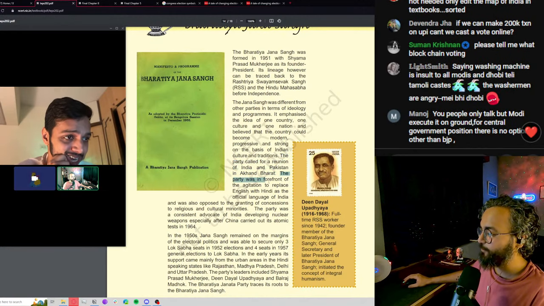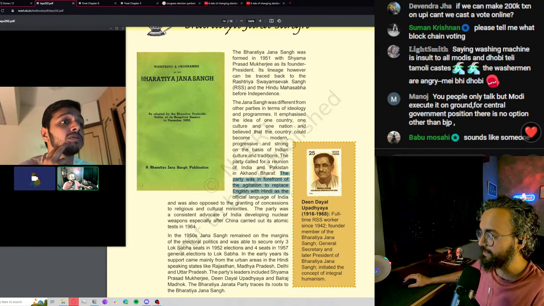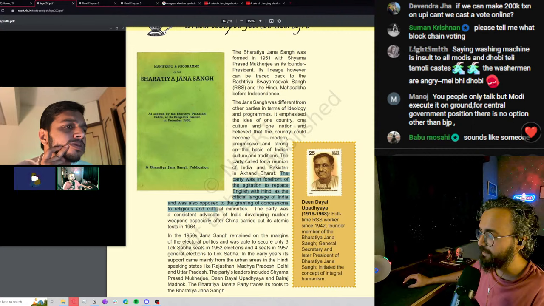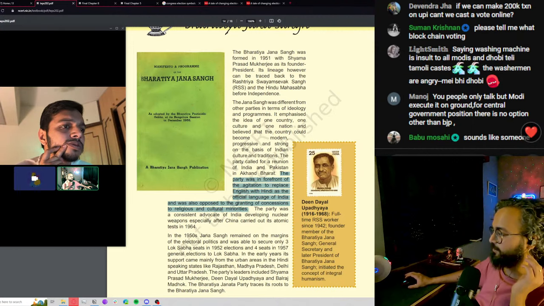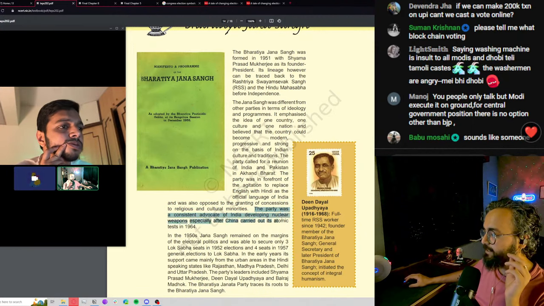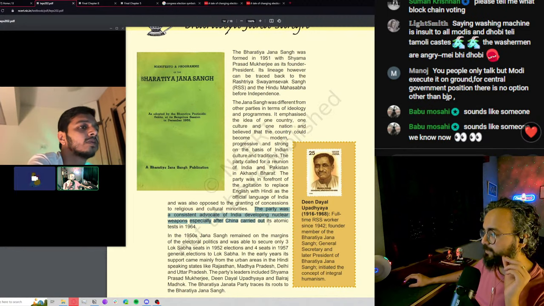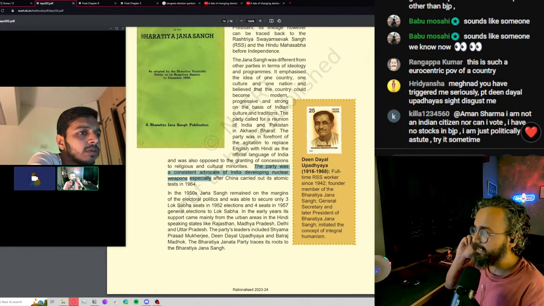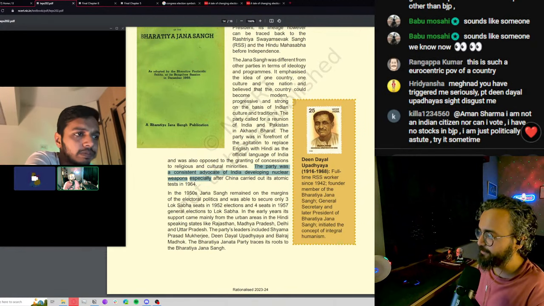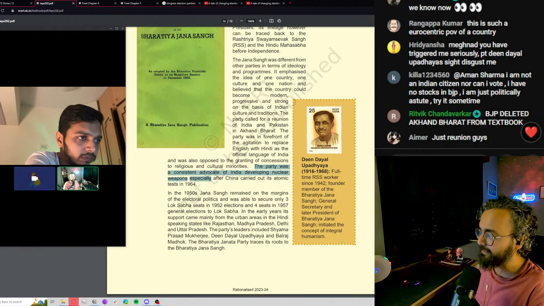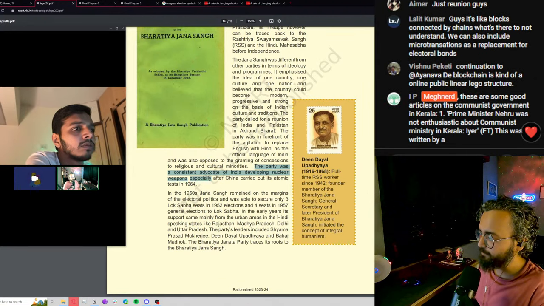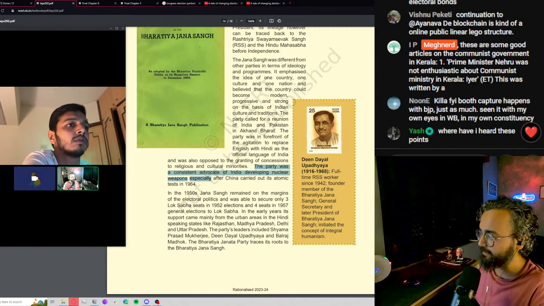The party was in the forefront of the agitation to replace English with Hindi as the official language of India and was also opposed to granting the concessions to religious and cultural minorities. Of course. The party was a consistent advocate of India developing nuclear weapons, especially after China carried out its atomic tests in 1964. In 1950s, Jan Sangh remained on the margins of the electoral politics and was able to secure only 3 Lok Sabha seats in 1952 elections and 4 in 1957. In the early years, its support came mainly from the urban areas in Hindi-speaking states like Rajasthan, Madhya Pradesh, Delhi and Uttar Pradesh.